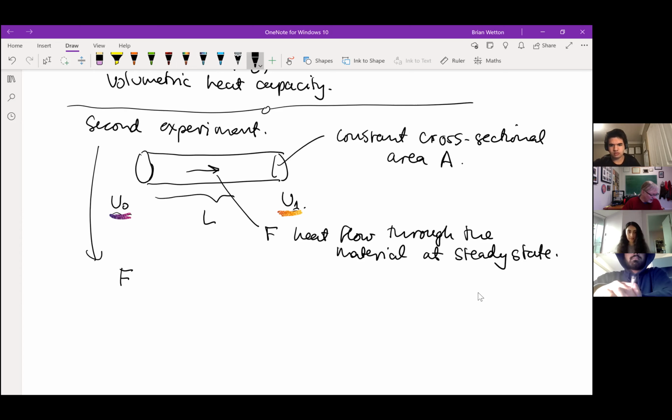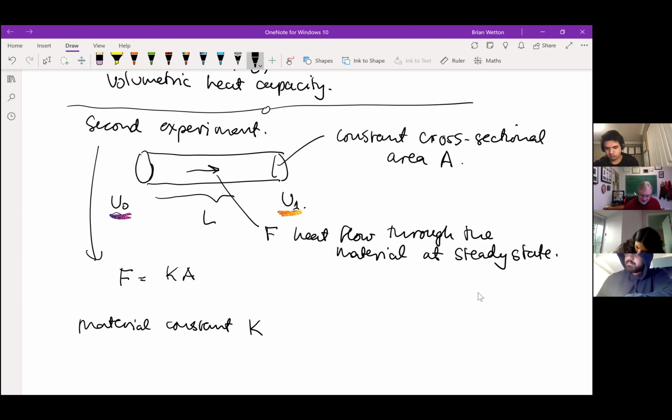So the other thing is that it's inversely proportional to the length L. If you double the length L, then the heat flux that goes through here is half as much as it was before. And if you put all of those things together, well, there's a constant of proportionality. So here's this material constant. And it's proportional to the cross-sectional area, proportional to the temperature difference, and inversely proportional to the length.